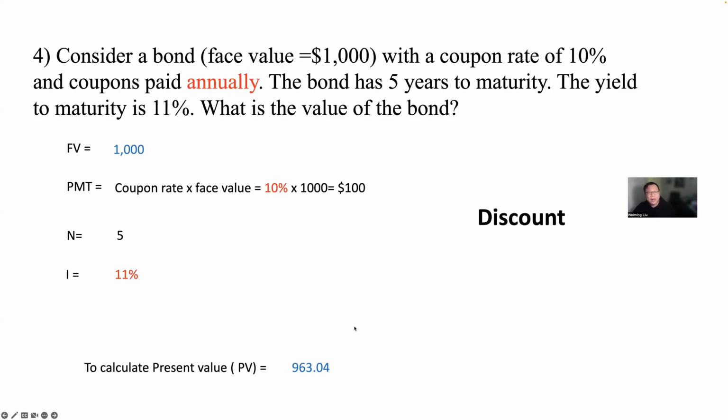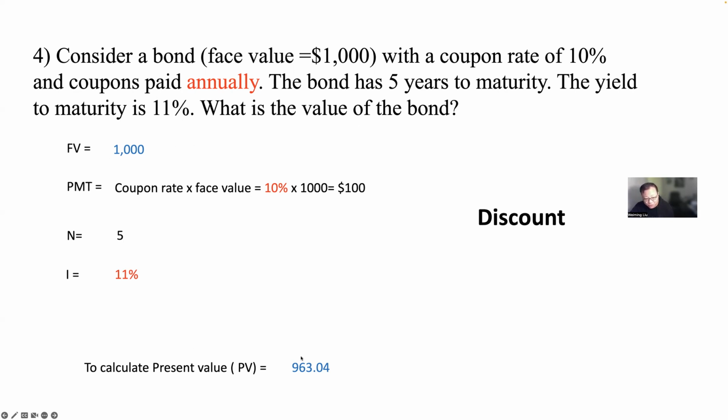So far we have done this calculation. This is another example. Consider a bond. The face value is 1,000 with a coupon rate of 10%, and the coupon is paid annually. The bond has 5 years to maturity. The yield to maturity is 11%. What is the value of the bond?